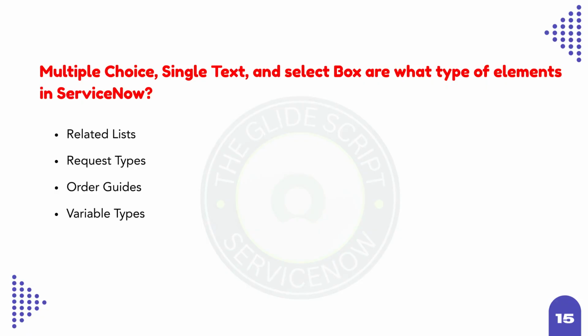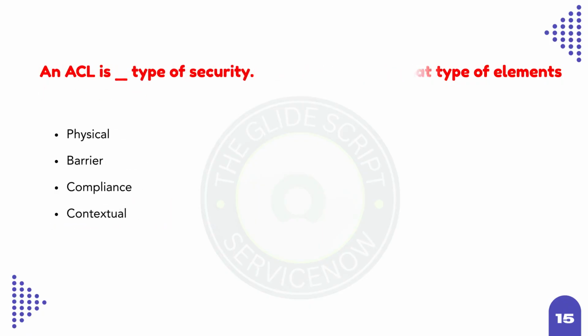And the next question is, multiple choice, single text, and select box are what type of elements in ServiceNow? Related list, request types, order guides, or variable types? And the correct answer is variable types. These are the variable types in ServiceNow.